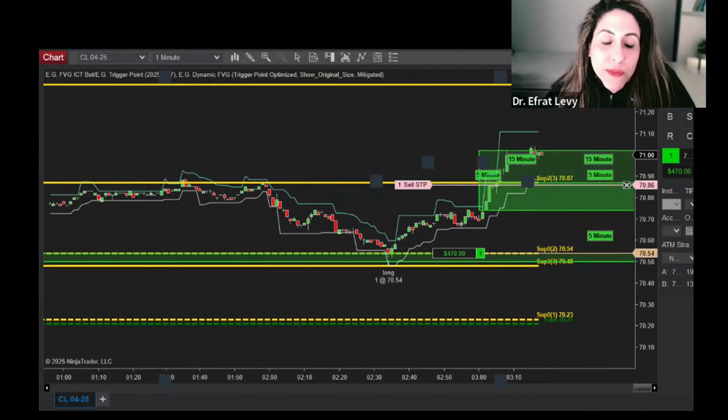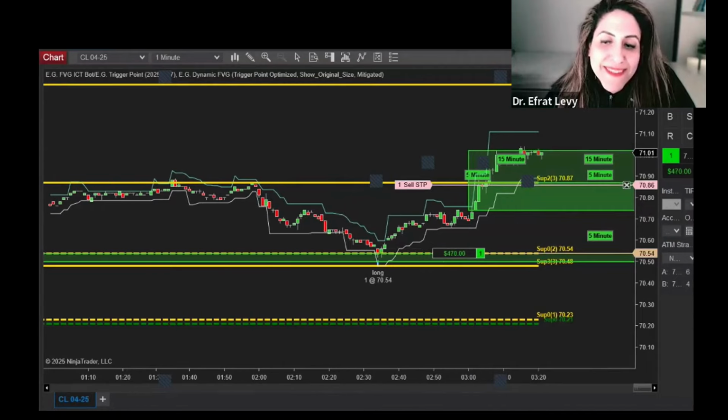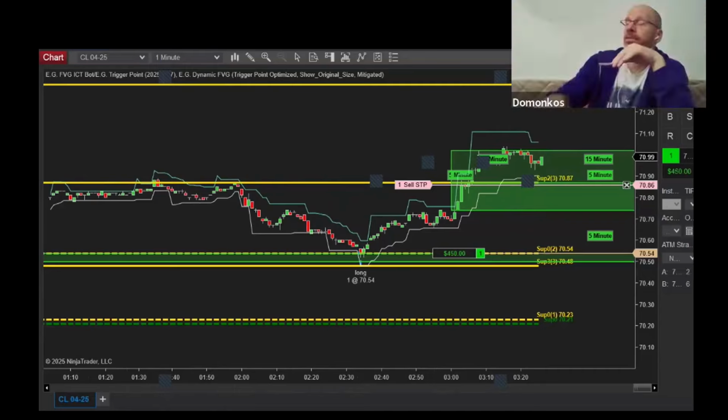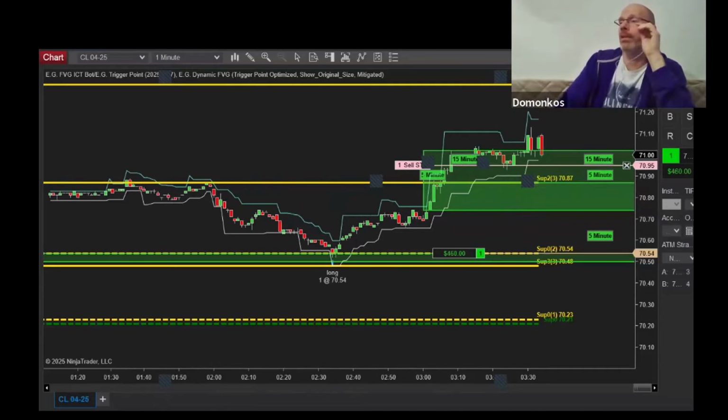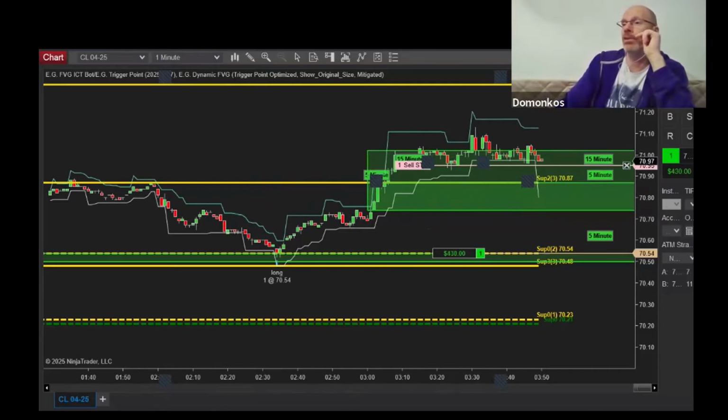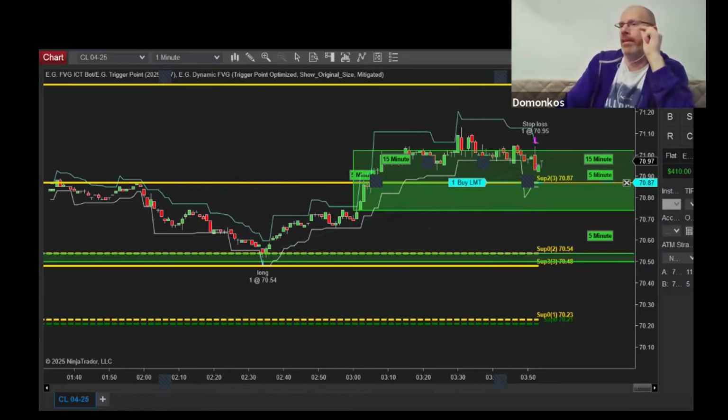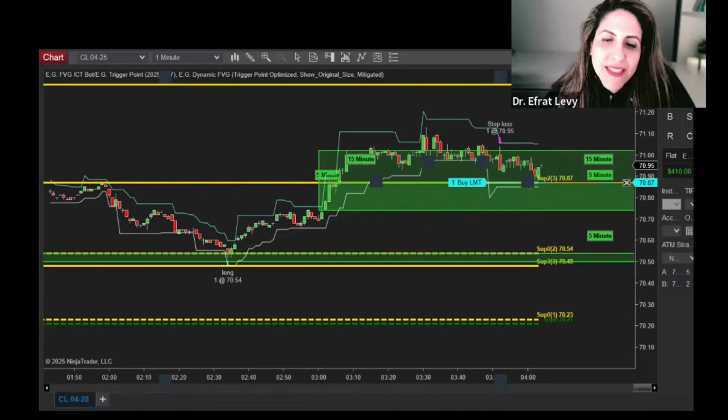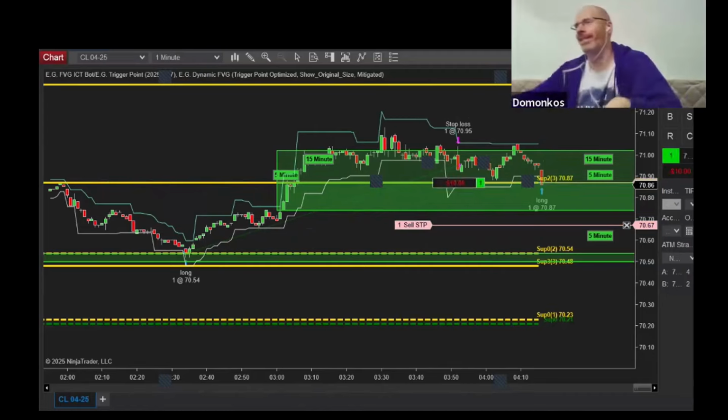Tomonko, she didn't take this long trade off the second fair value gap. No. First I was playing long on crude, then short, then short. Both went wrong, so no.